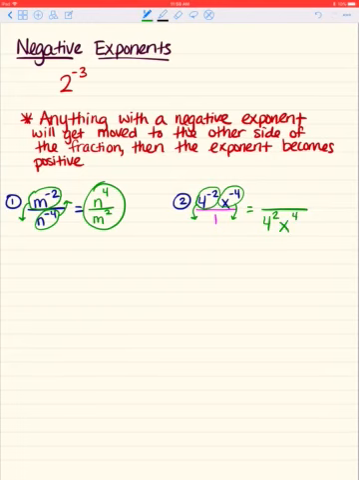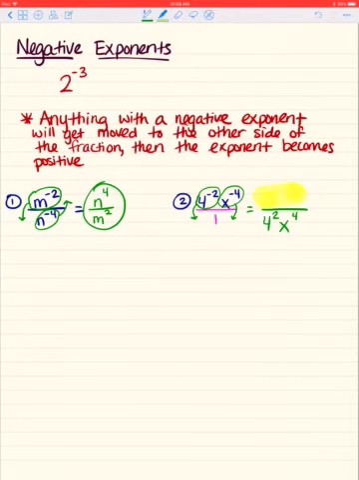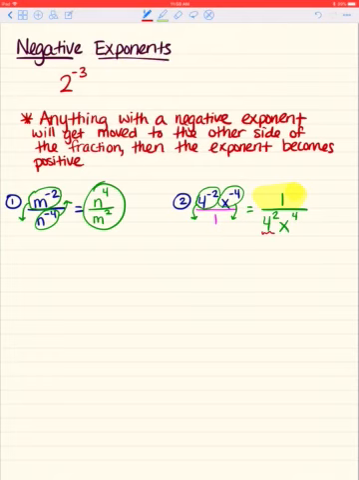But now, I don't have anything left on the top. There's nothing left up here, so you're going to fill that in with a 1. So you'll have 1 over 4 squared x to the 4th. Now we can simplify this further. The 4 squared is 16, so we'll have 1 over 16 x to the 4th. And that would be your final answer.